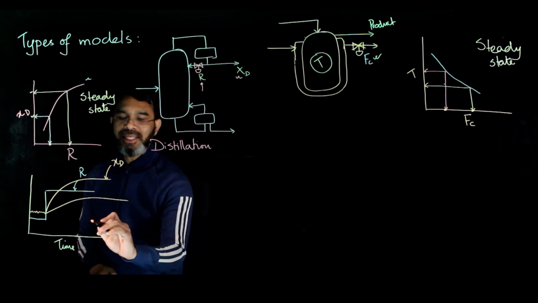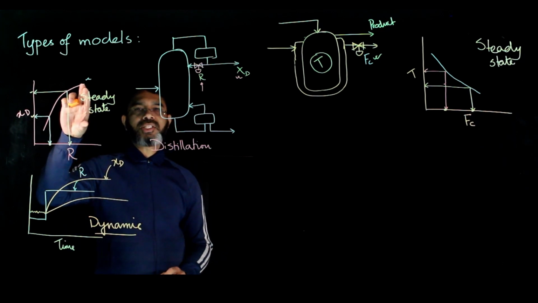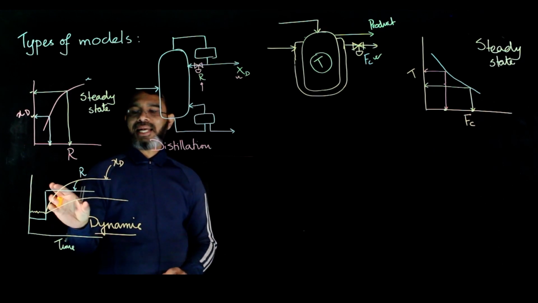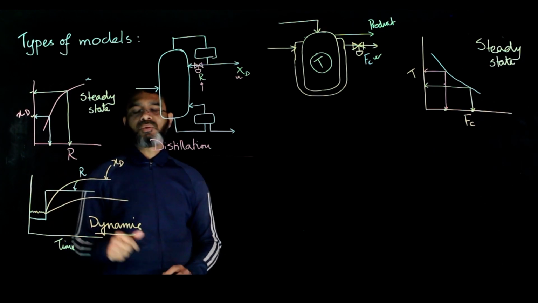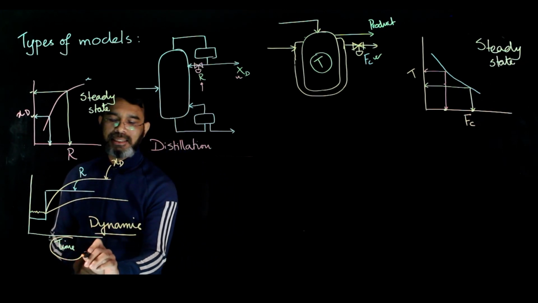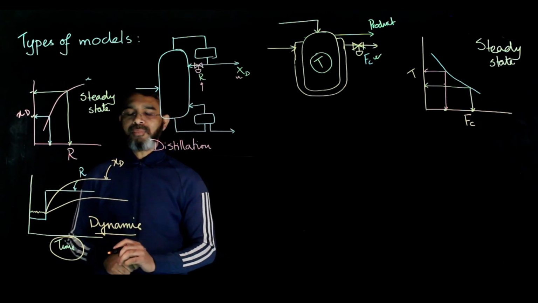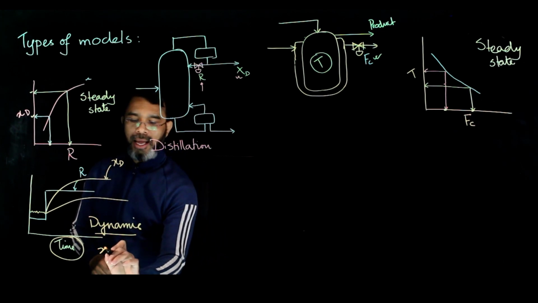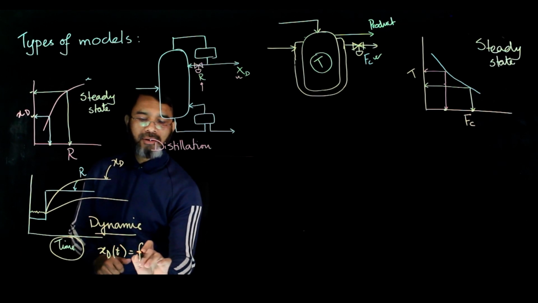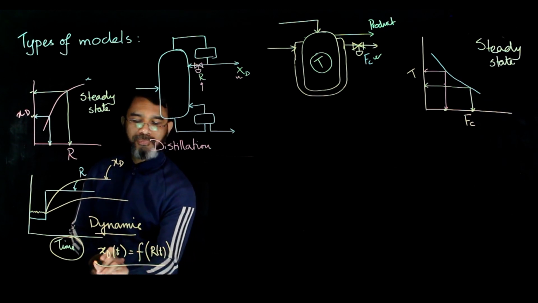So this is what is called the dynamic relation. So this is the steady state relation, or steady state model, and this is the dynamic model. So the model that can capture this relation will be the dynamic model. Here you see that the key element is time. So the model should have an element of time, where the output will be expressed as a function of input and as a function of time.